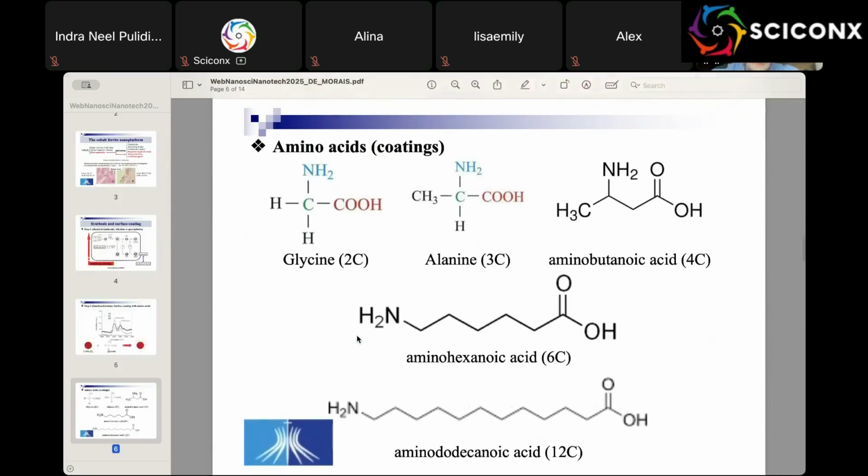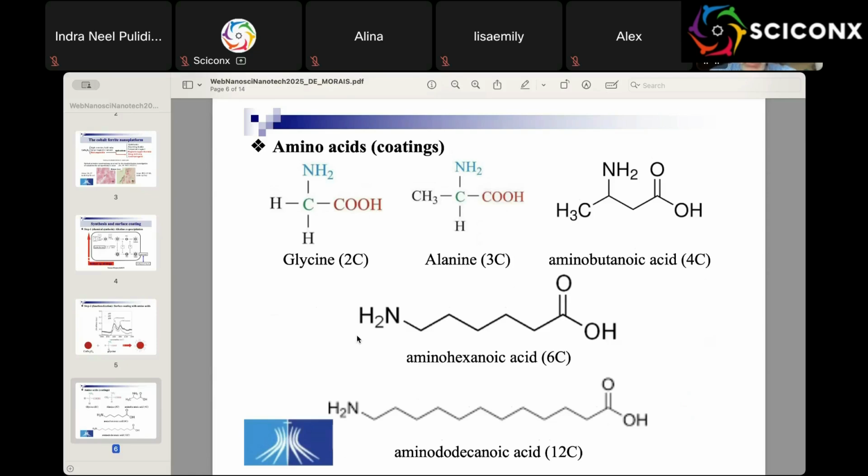Okay, so here is the set of 5 different amino acids we use to coat. The smallest one, which has 2 carbons in the structure, is glycine. The next one with 3 carbons is alanine. With 4 carbons, we have the aminobutanoic acid. With 6 carbons, we have aminohexanoic acid. And finally, with 12 carbons, we have the aminododecanoic acid.